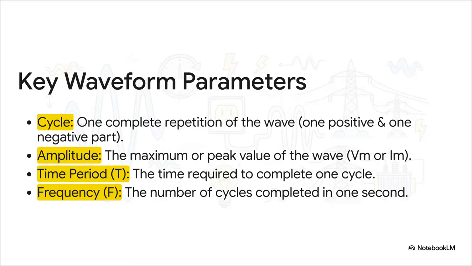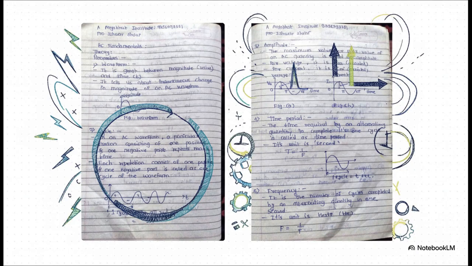Every single waveform out there can be described using these four key things you see on the slide. You've got the cycle, the amplitude, the time period, and the frequency. Let's quickly break down what each one is. If we look back at the notes, you can see these ideas drawn out. A full cycle is just one complete pattern, one trip up and one trip down. And the amplitude, which you see labeled as VM or IM, that's simply the peak value. It's the highest point that wave ever reaches.